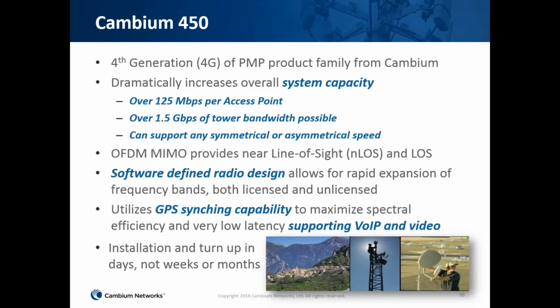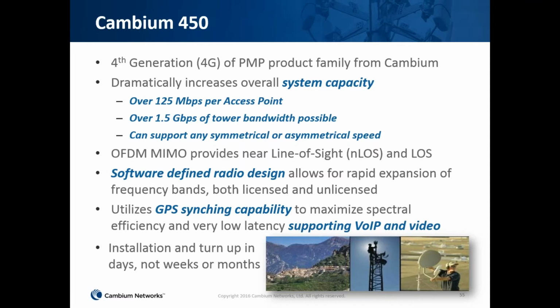Probably 5 miles is relatively safe. It'll support any symmetrical or asymmetrical speed. You can set that up as you want. The most important thing, and probably the biggest differentiator of the 450, is the GPS syncing capability. That is a feature in the product Cambium developed that reduces interference and also makes sure that your network is as clean as it can possibly be when you're utilizing point-to-multipoint products.